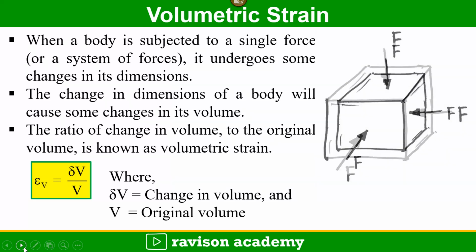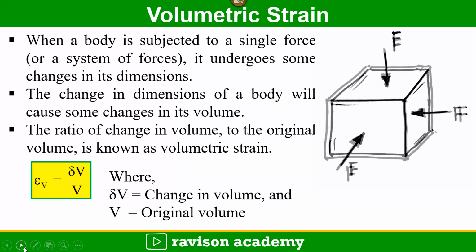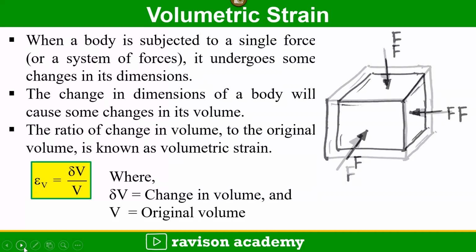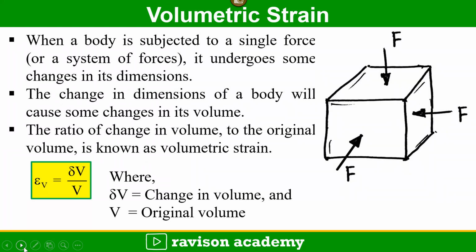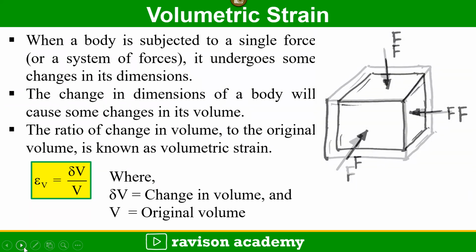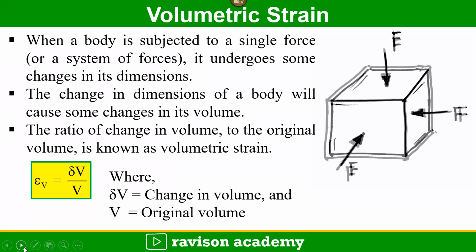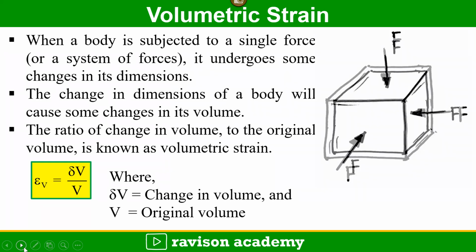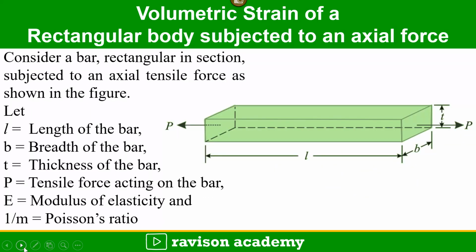So what is volumetric strain? When a body is subjected to a single force or a system of forces, it undergoes some change in dimensions. This change in dimensions will cause the change in volume of the body. So the ratio of change in volume to the original volume is called volumetric strain. So epsilon V is equal to del V by V. Del V is change in volume, V is the original volume.